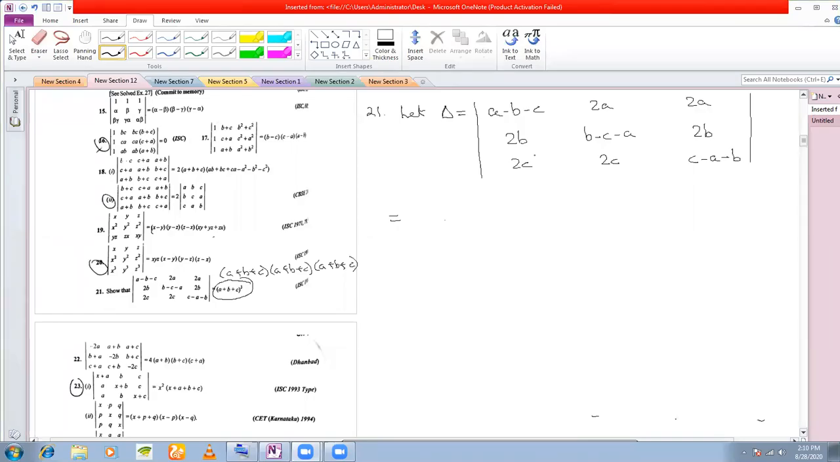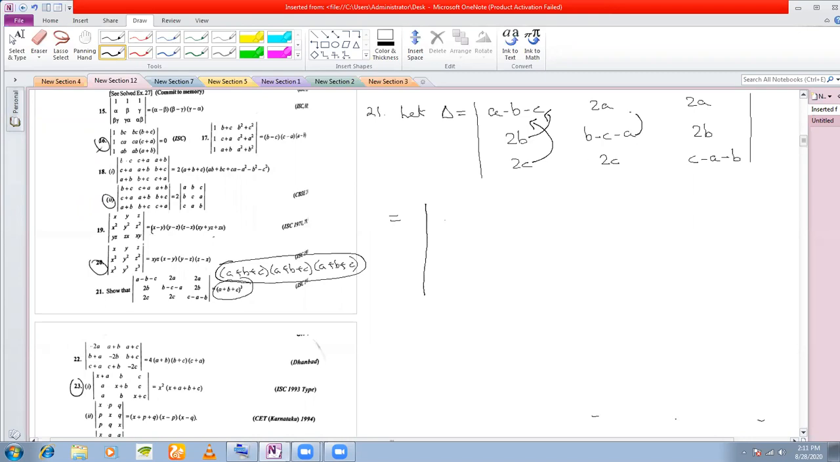So, starting this problem once again. Now, as I told you, you have to take a plus b plus c as a common factor, isn't it? So we will look for where we can get a plus b plus c. What you see is that if I add 2b to this and 2c to this, then I will get a plus b plus c.